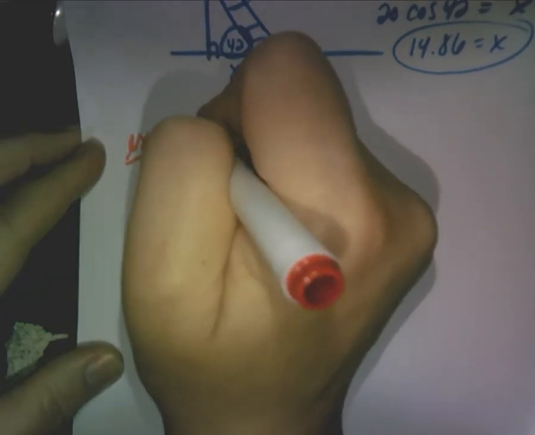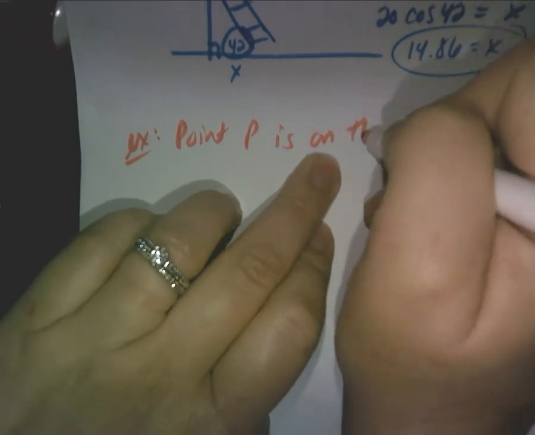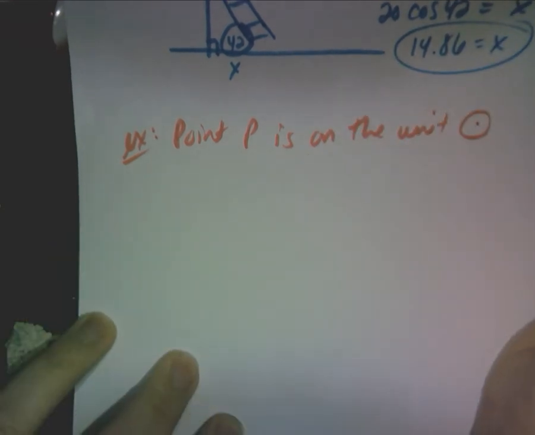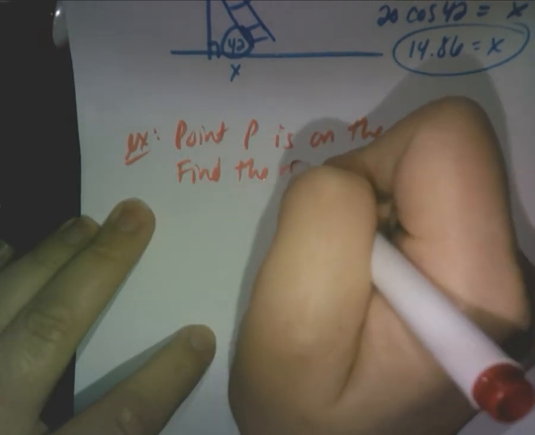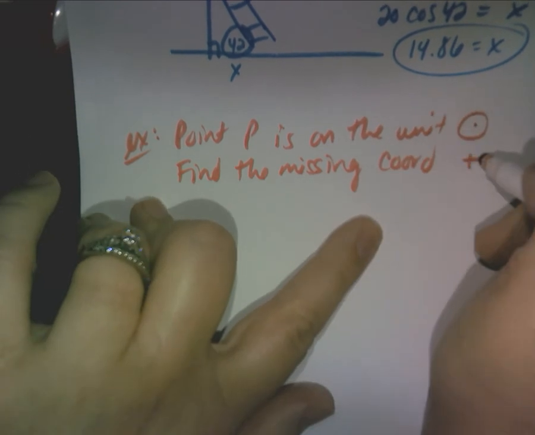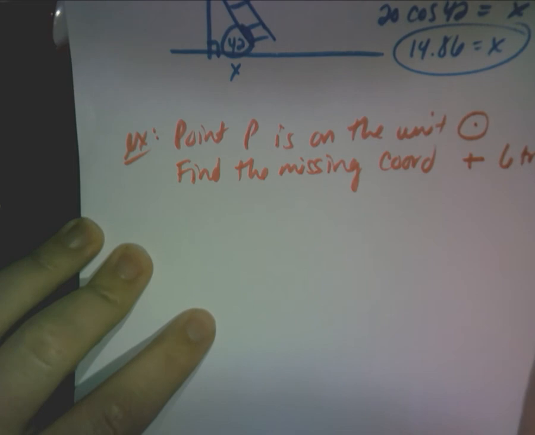Last example. Point P is on the unit circle. Find the missing coordinate and the 6 trig functions. And this is what you'll have for homework tonight, and this is your last problem.